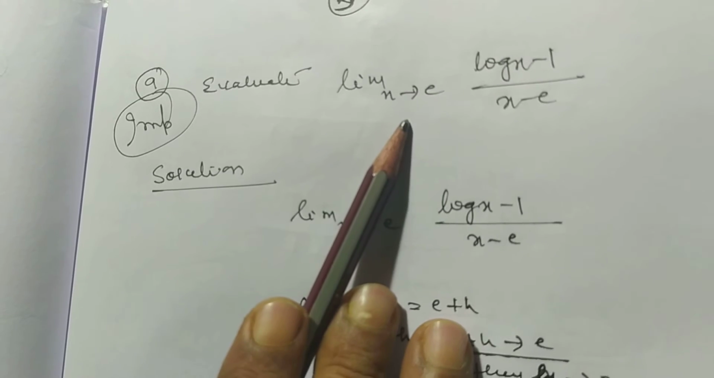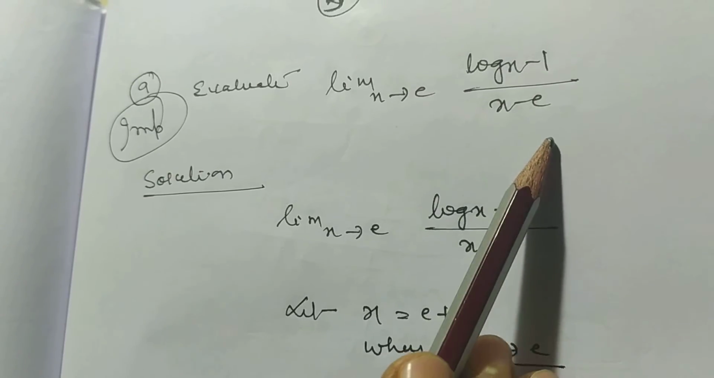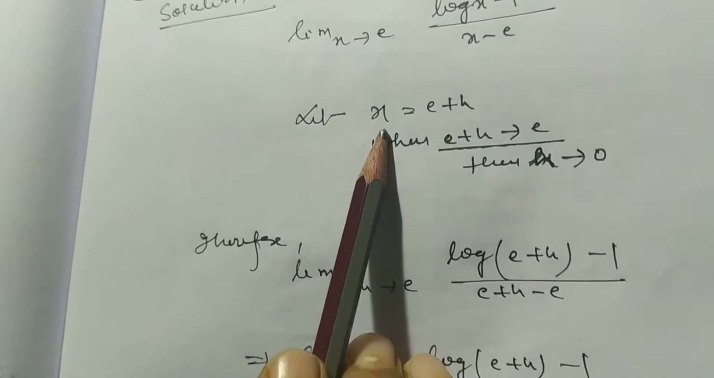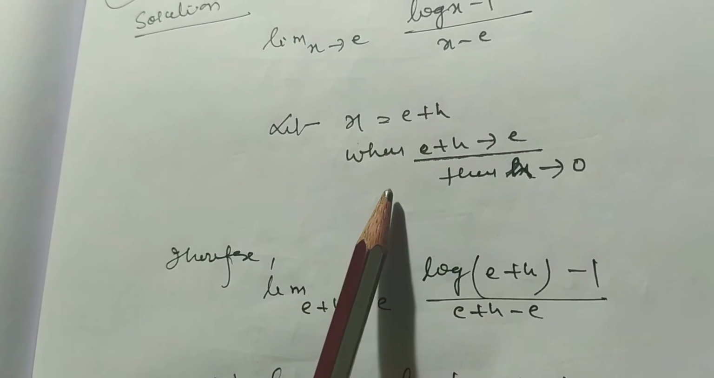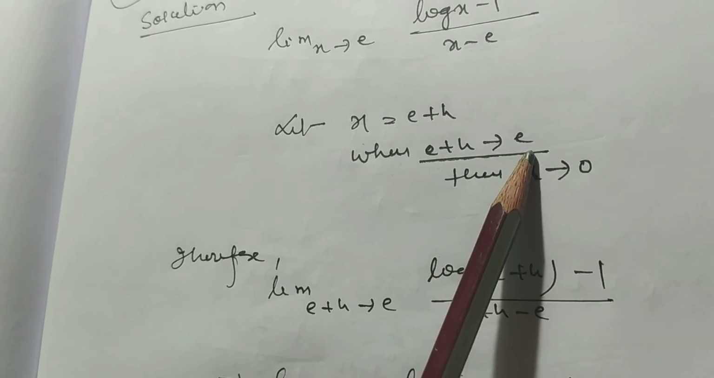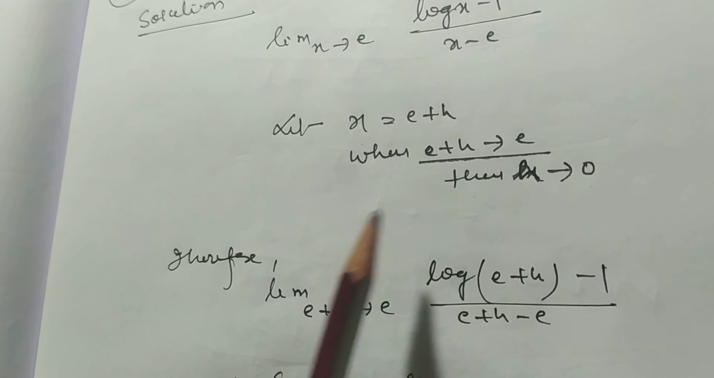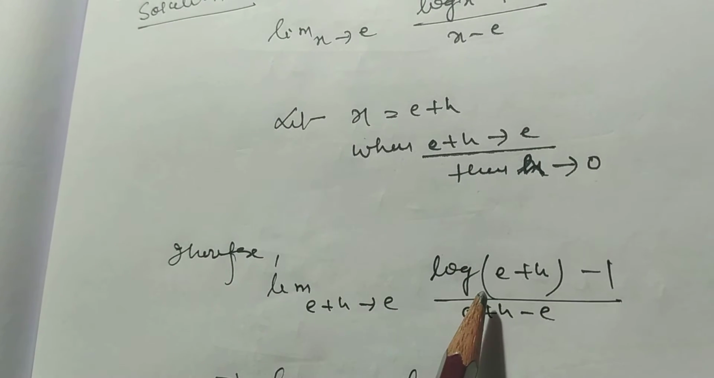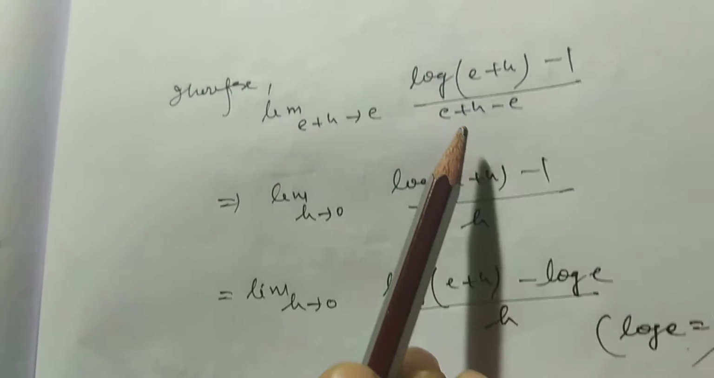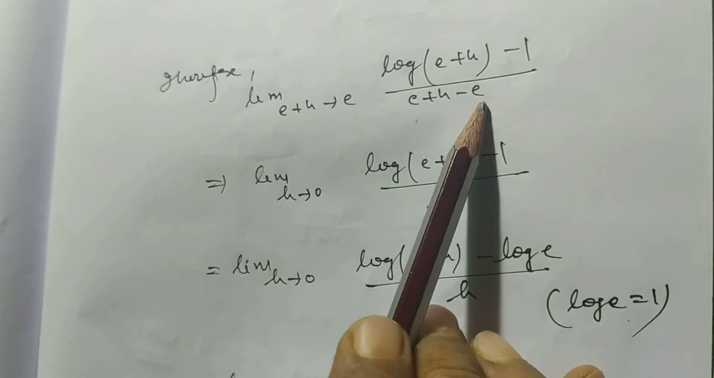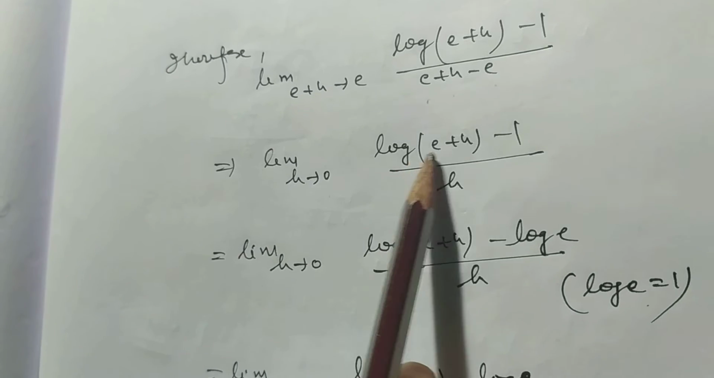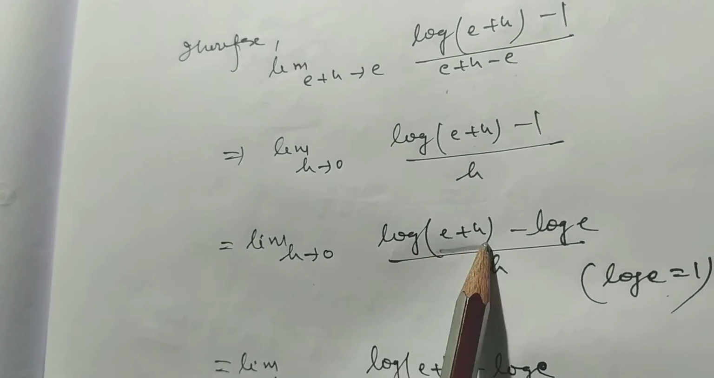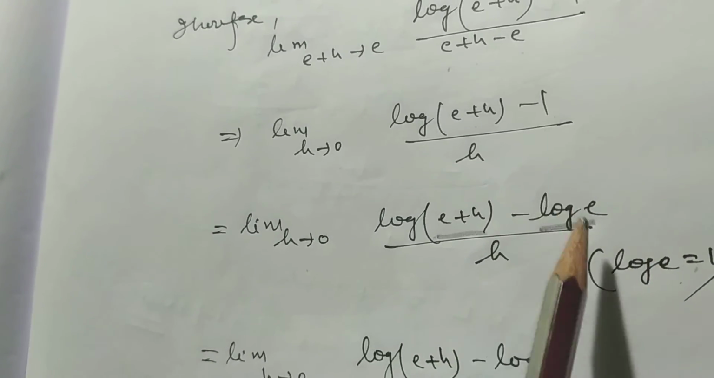Limit x tends to e, (log x minus 1) by (x minus e). Let x is equal to e plus h. When e plus h tends to e, then h tends to 0. So now you can write it in this form. Limit h tends to 0, (log of e plus h minus 1) divided by (e plus h minus e), that is (log of e plus h minus 1) by h. Limit h tends to 0, (log of e plus h minus log e) by h, putting 1 is equal to log e.